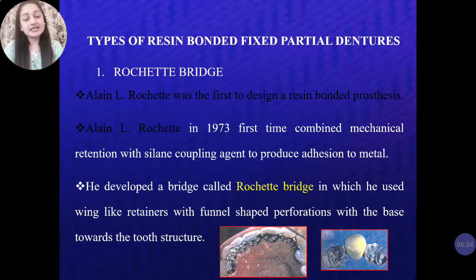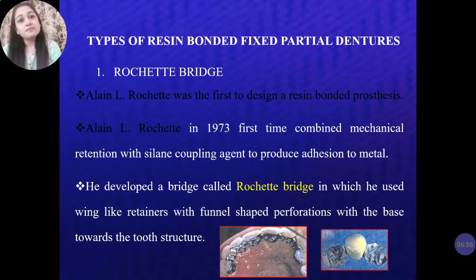So we will see what are Rochette bridges. In 1973 Alan Rochette first designed these processes, hence it is called Rochette bridge. He first time in 1973 combined the mechanical retention with silane coupling agent to produce adhesion to metal.